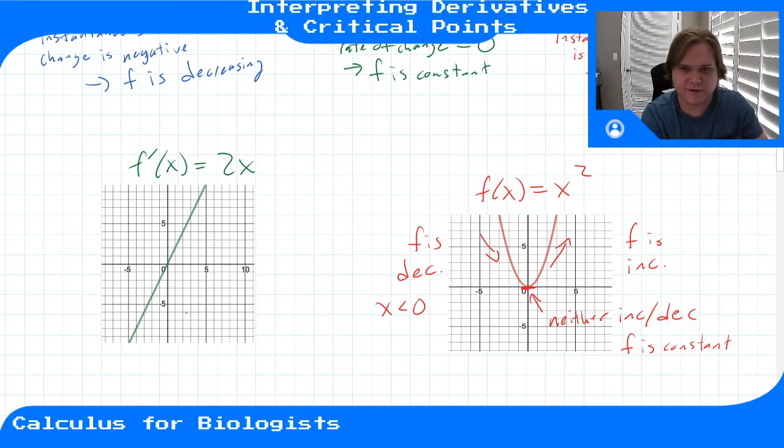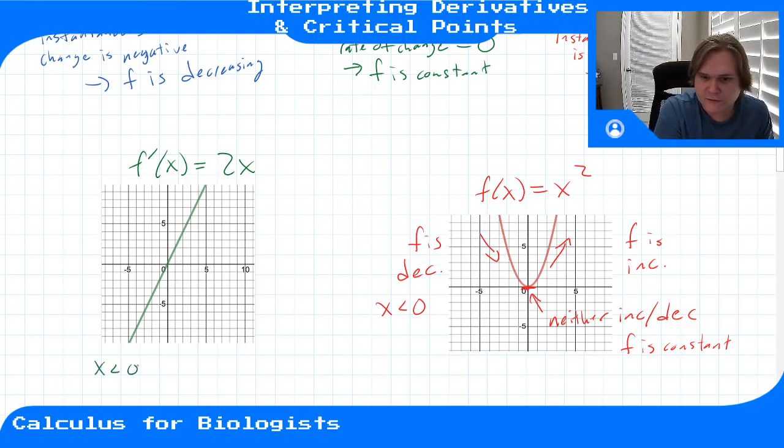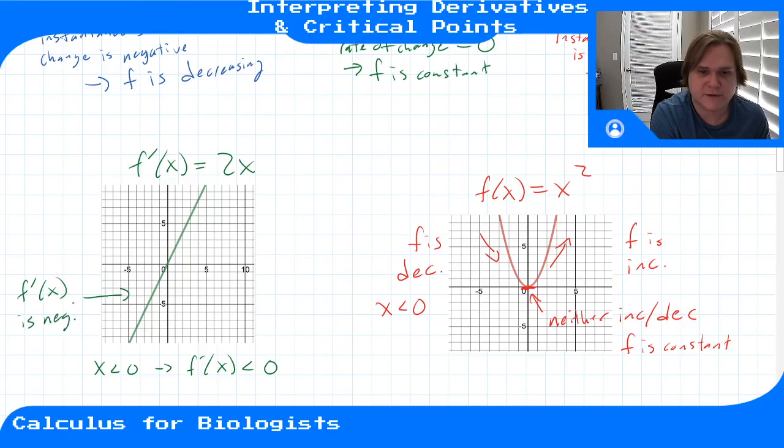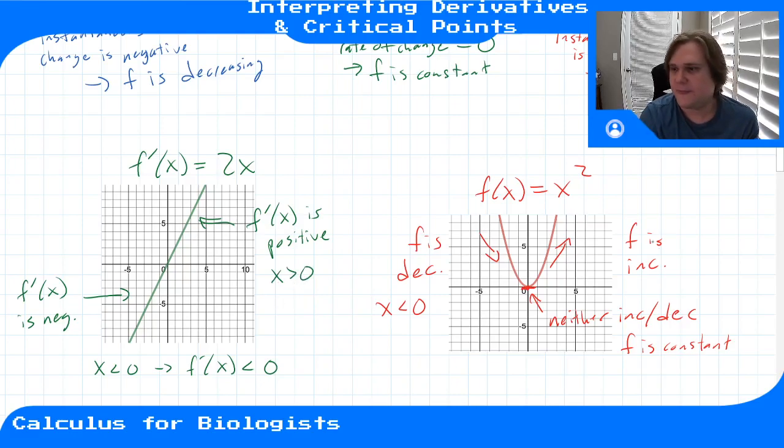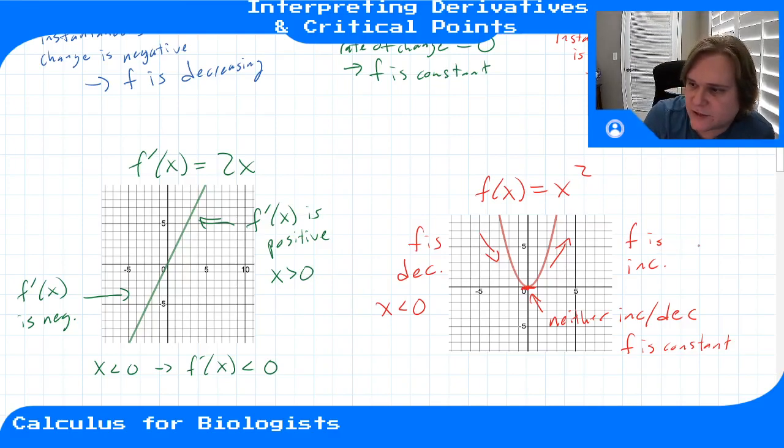And if we look at our derivative, for x less than 0, the derivative is negative. So when f prime of x is negative, this corresponds to when the original function is decreasing. And the same thing up here. When f prime of x is positive, from 0 to infinity, or x bigger than 0, that's the same thing as when f is increasing. They mean the same. If your derivative is positive, your function is increasing.